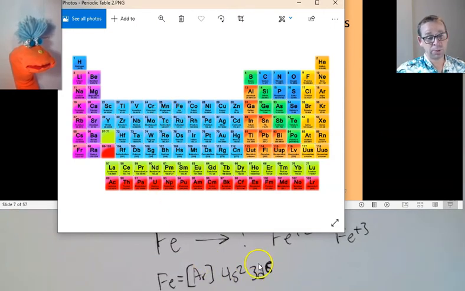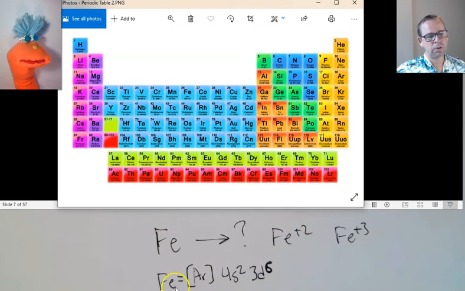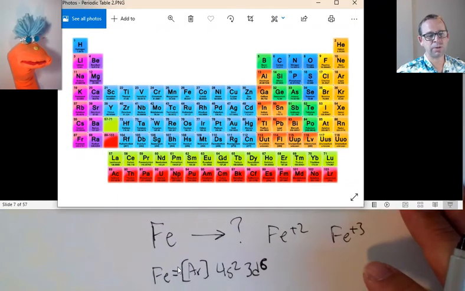Remember, you went down to 3, right? Because why? Well, that's what you said to do. You said in the D block you go down 1. That's right. You go down 1 n value when you enter the D block. Very good. So, 4s2, 3d6 is our electron configuration for iron.